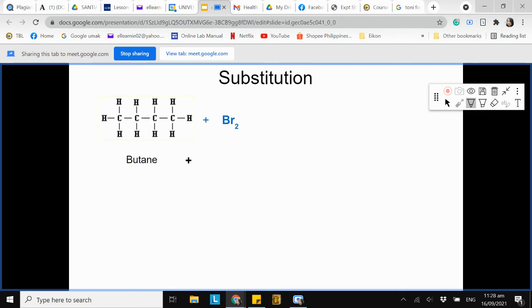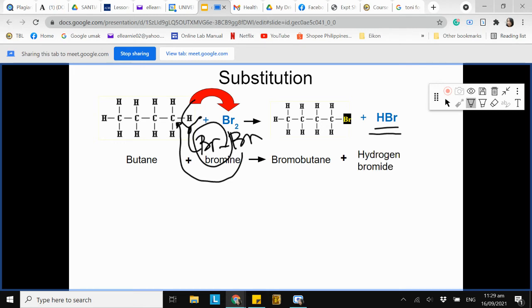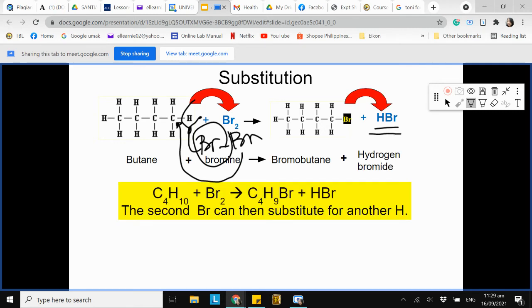So here, in substitution, you have here your butane plus bromine. And it will be giving you bromobutane and hydrogen bromide. So remember, bromine is diatomic. So you have bromine, bromine. One of the bromine will be attaching itself to the hydrogen, and the other one will be going to the carbon. Okay, so pag nag-bond na siya sa carbon, matatanggal na si hydrogen. Sila ngayon si HBr. Okay, so that is for substitution. Okay?